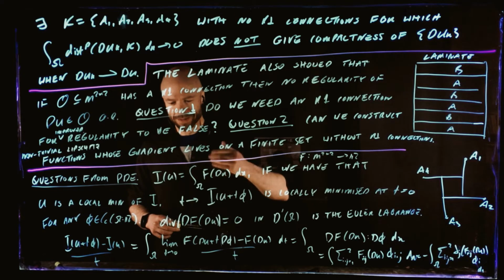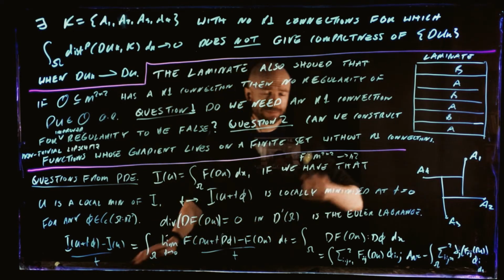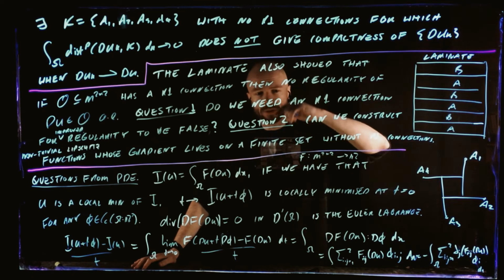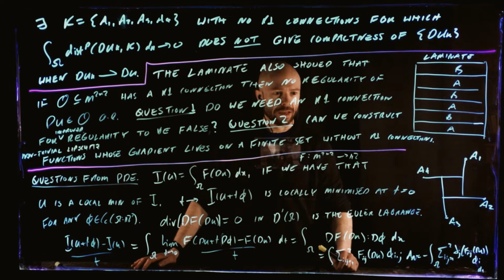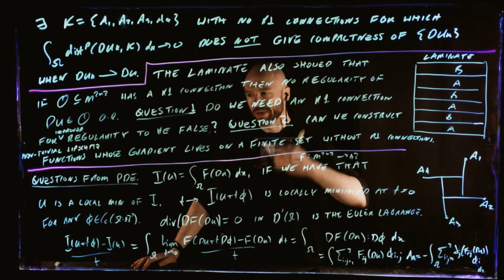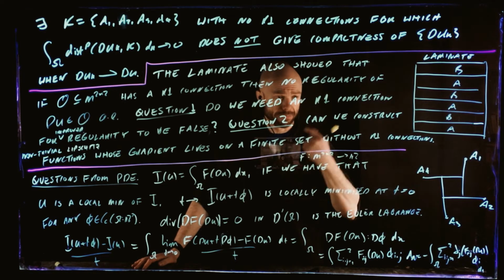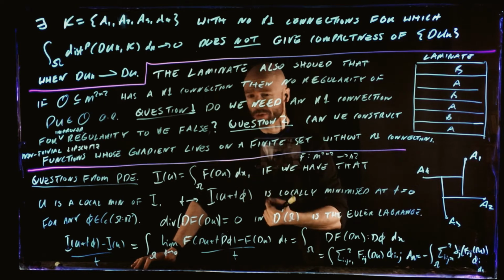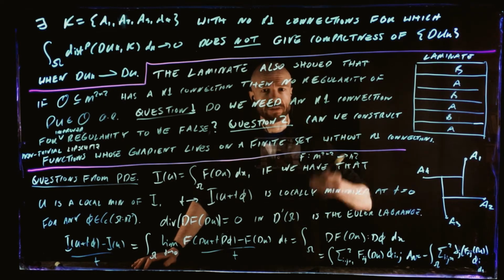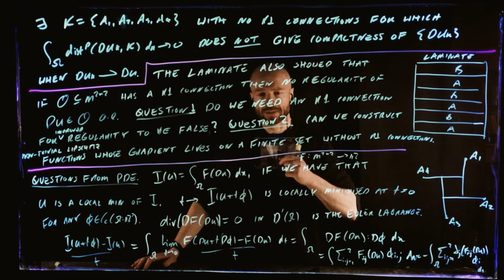To provide a partial answer to question 2: it turns out that if you have a set of gradients which has at most 4 members, so 4, 3, 2, or 1, then you cannot construct a non-trivial Lipschitz function whose gradient lives just on those finite sets. But there does exist a set with 5 gradients that has no rank 1 connections for which we can construct a non-trivial Lipschitz mapping. So there's a complete understanding of question 2.